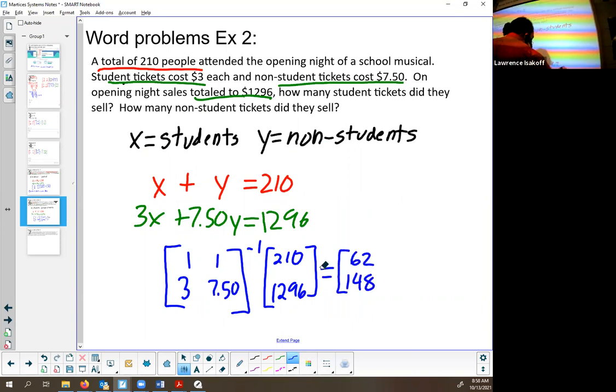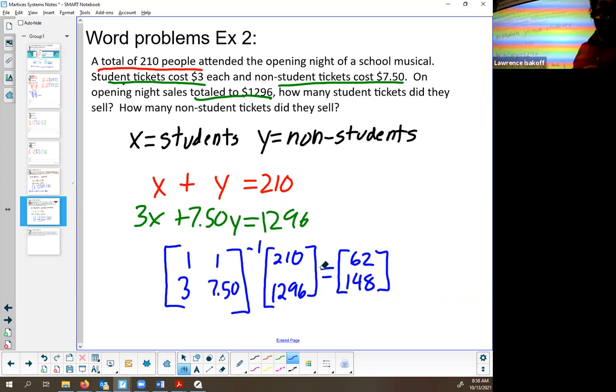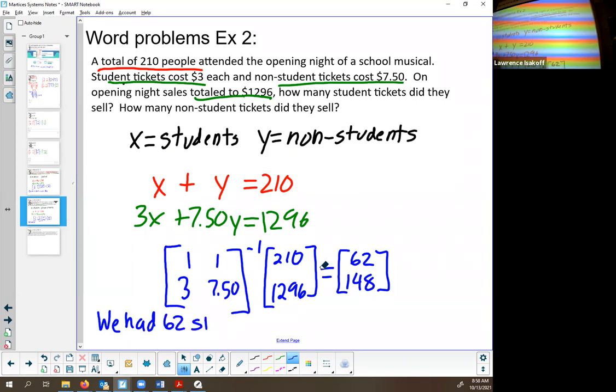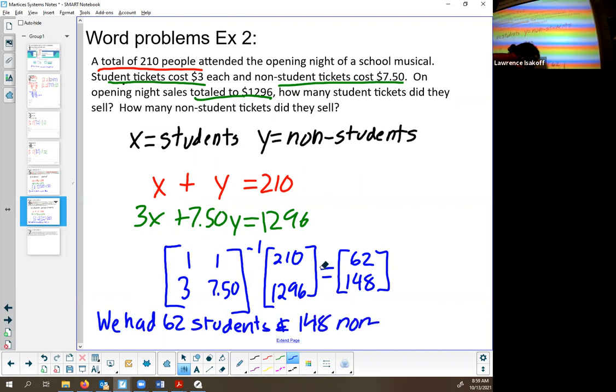And 148. If you notice, those two numbers do add up to 210 if you're paying attention to the very fine details there, which makes sense. I had 210 people show up. So we had 62 students and 148 non-students.